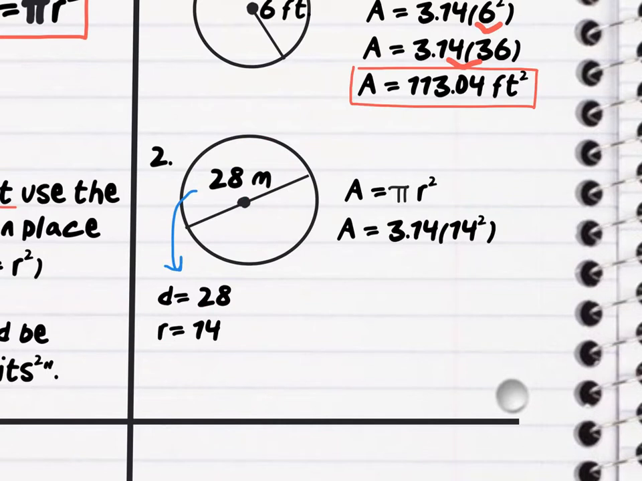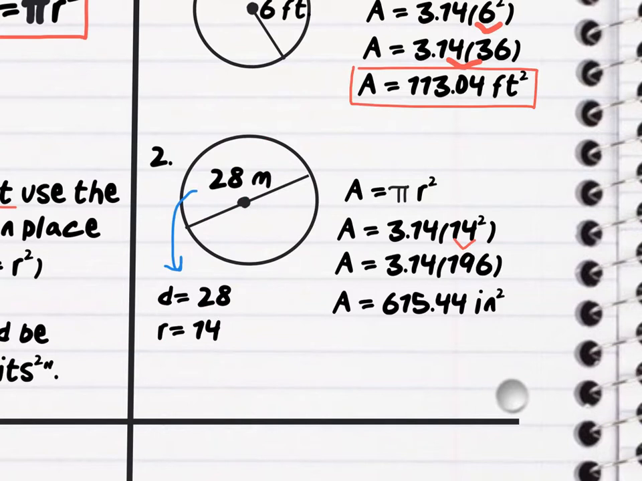So we have A equals 3.14 times 14 squared. And remember, we need to do order of operations first. So we're going to do the 14 squared first. And that's not 14 times 2. It's 14 times itself, 14 times 14. So then in the next line, I want you to write 3.14 times 196. And then using a calculator, enter those two numbers and then you'll get your area.